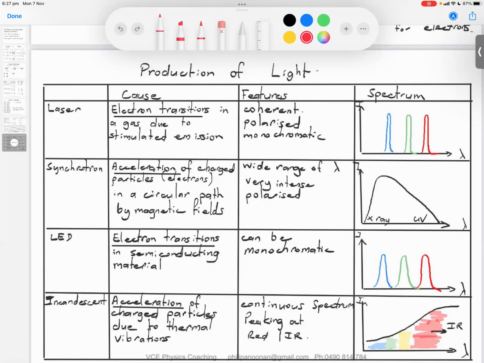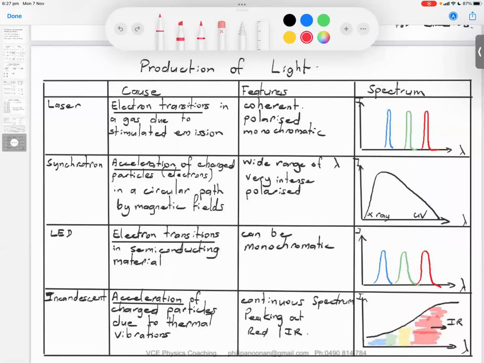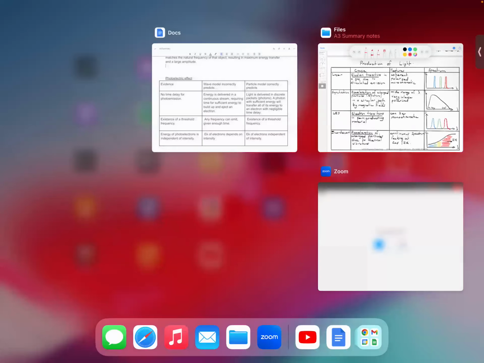This is the last study design dot point. Again, rather than just copying it once and leaving it, see if you can spot patterns. For example, laser light and LEDs both rely on electron transitions to produce their light, whereas synchrotrons and incandescent globes rely on acceleration of charges. So tabulated information might be handy for you.